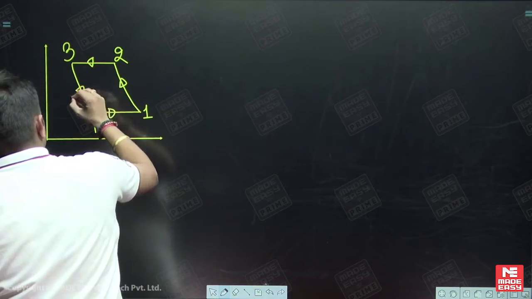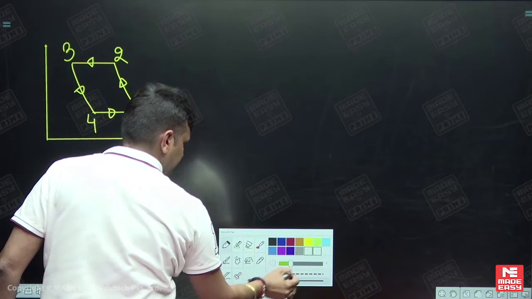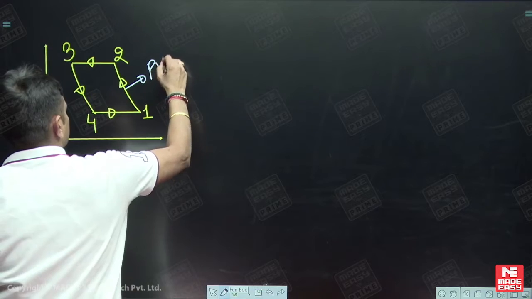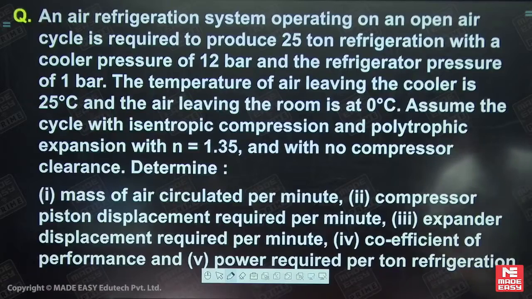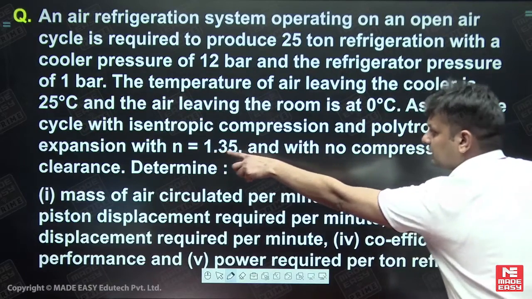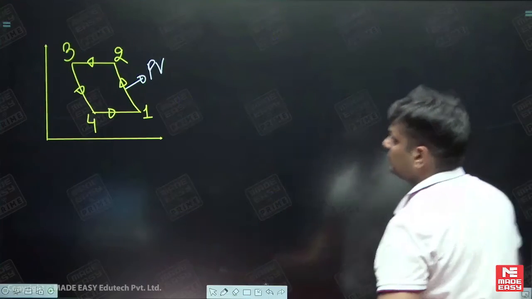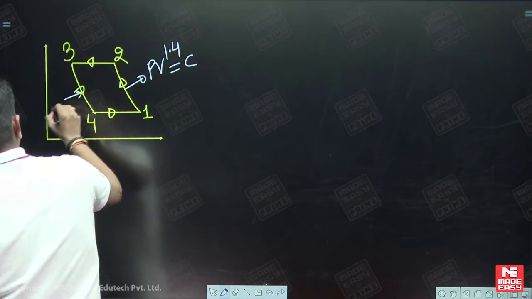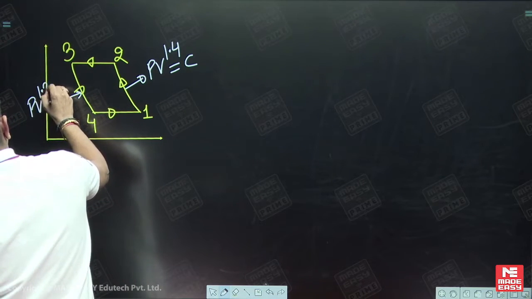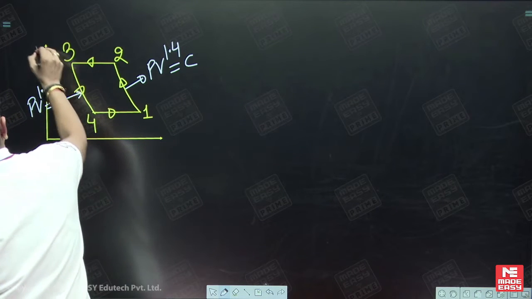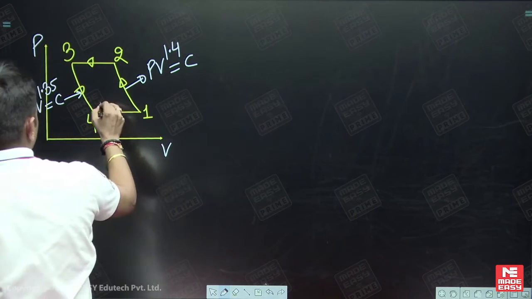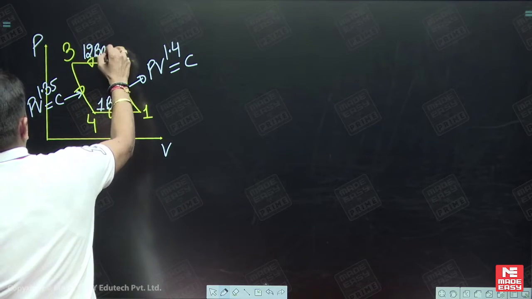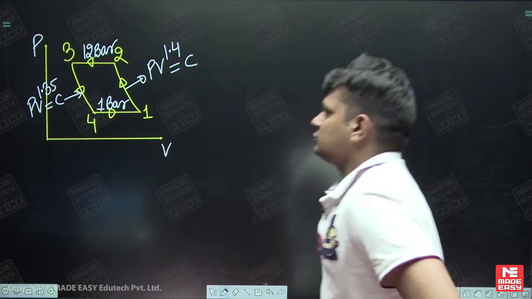Now in this case, what is the game they have played? The compression is isentropic, but the expansion is polytropic. So this is PV raised to power 1.4 is equal to constant, and this is PV raised to power 1.35 is equal to constant. This is 1 bar and this is 12 bar.